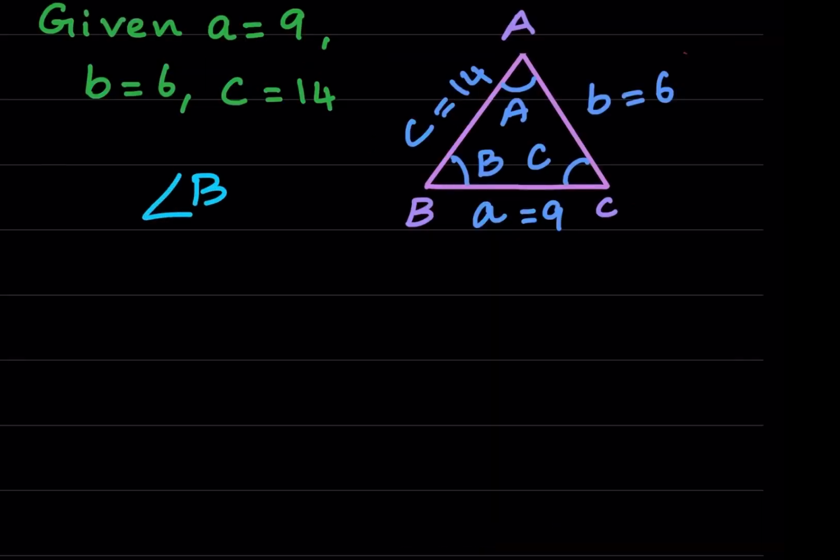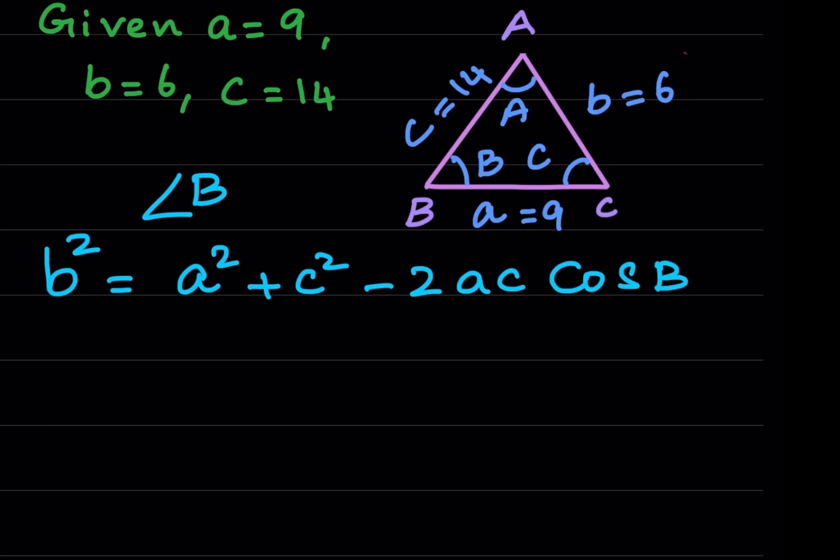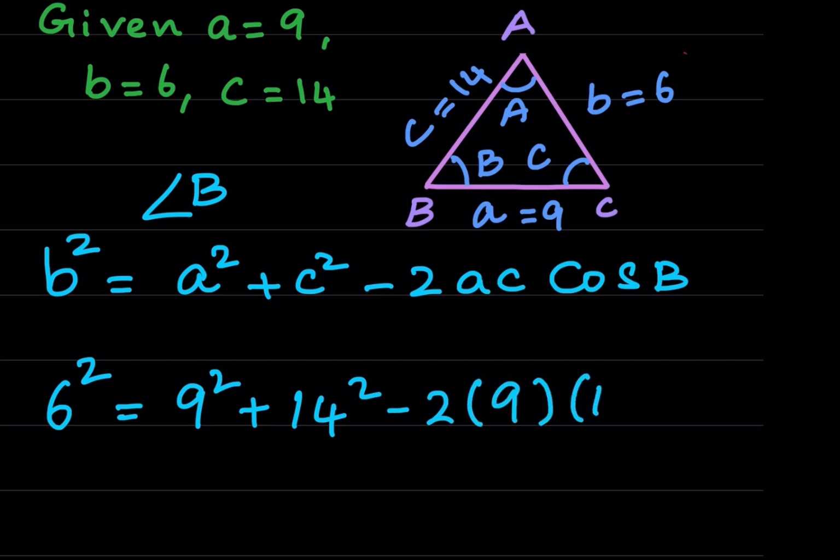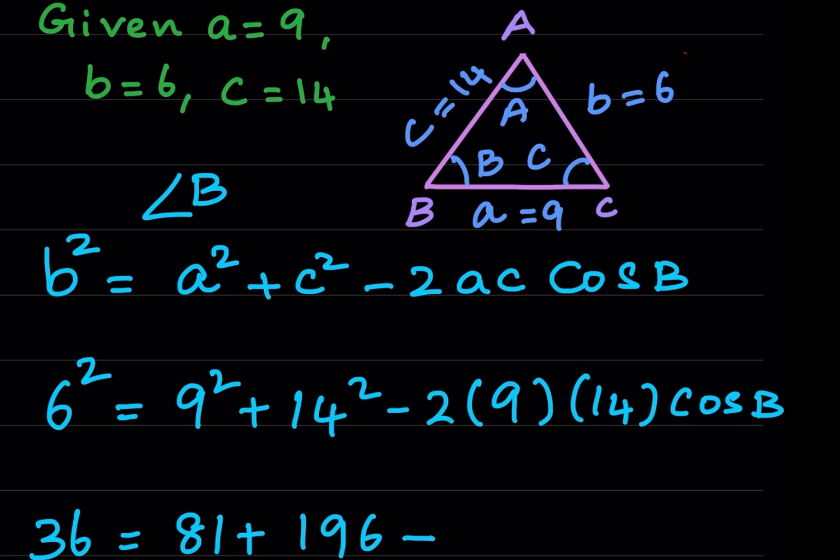Now we need to find angle B by using the law of cosine formula. b square is equal to a square plus c square minus 2ac cos B. Here b is 6, so 6 square is equal to a is 9, so 9 square plus c is 14, so 14 square minus 2 times a is 9, c is 14 cos B. So 6 square is 36, which is equal to 9 square is 81 plus 14 square is 196 minus 2 times 9 times 14 is 252 cos B.